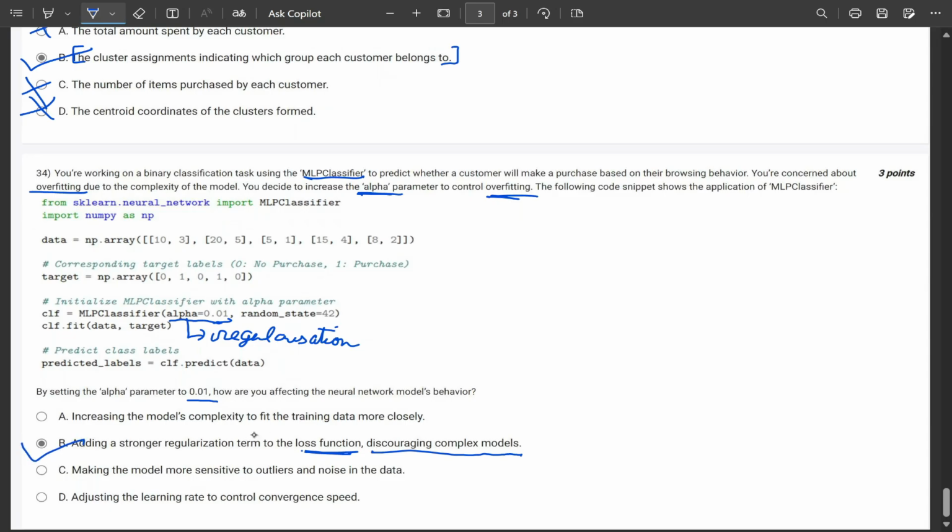Increasing model complexity to fit the training data more closely, that's wrong. We are not introducing model complexity, we are trying to reduce it using alpha. Making the model more sensitive to outliers and noise in data, no, that's wrong. We have to always scale our data and perform outlier detection and removal for this to work. Adjusting the learning rate to control the speed of convergence, so the alpha parameter is for regularization, it's not for learning rate, so that's totally wrong.